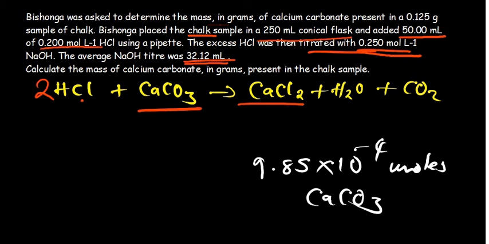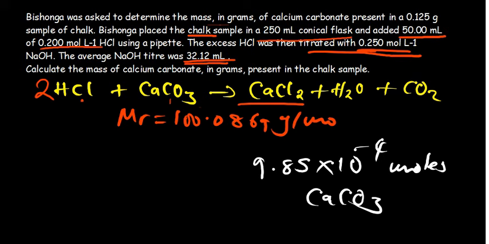Notice that we have been given the formula of calcium carbonate. So we're able to find its molar mass. Calcium, the molar mass is 40. Carbon, that is 12.01. Oxygen, that is 16. You can use a periodic table for the approximate value you'll end up with as the molar mass of our calcium carbonate. So the molar mass is 100.0869 grams per mole. So you have your molar mass and then you have your number of moles.